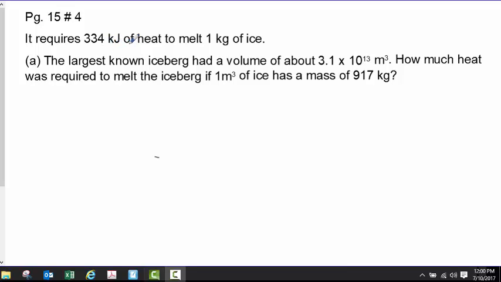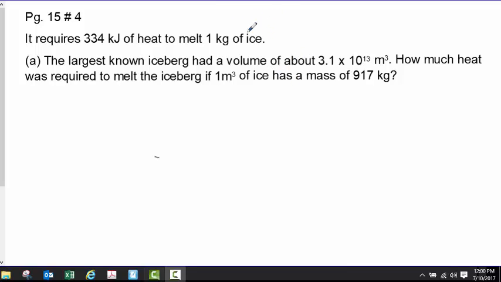This question tells us that it requires 334 kilojoules of heat to melt a kilogram of ice. Okay, so this really is a conversion statement. It tells me that if I have a kilogram of ice, the requirement to melt that is 334 kilojoules of heat. Now we could write that in a couple of different ways.